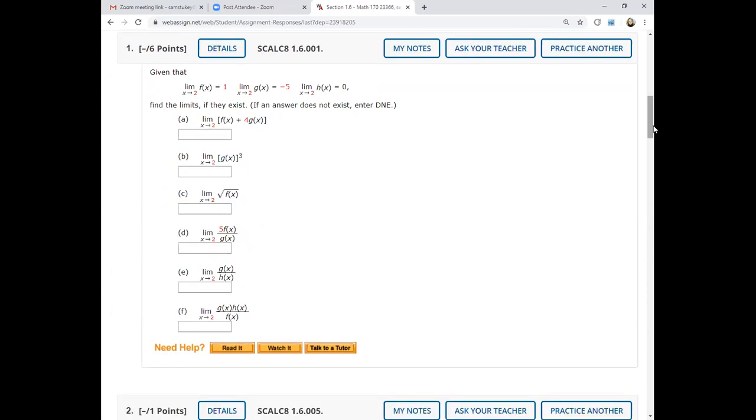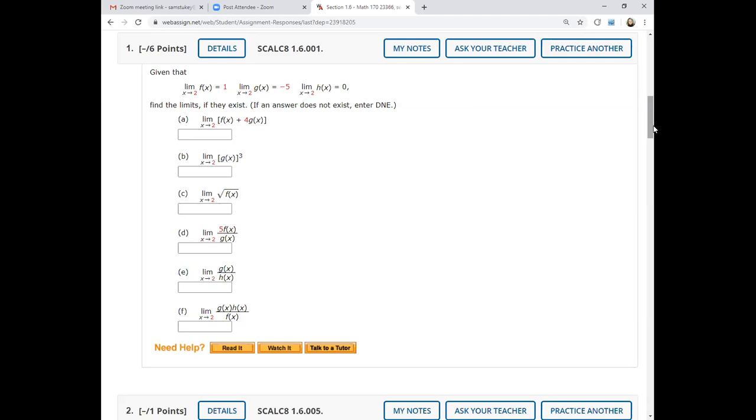Now this is actually getting you started on the limit laws. This is kind of a funky way of doing it. They give you a bunch of limits. The limit as x approaches 2 of f of x is 1. The limit as x approaches 2 of g of x is negative 5. And the limit as x approaches 2 of h of x is 0.